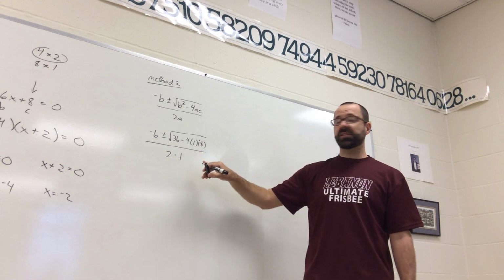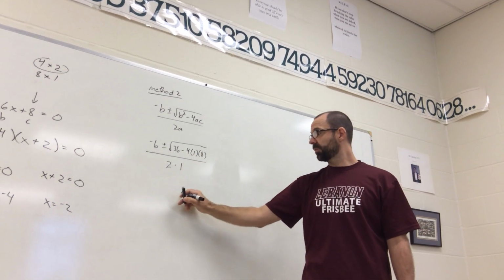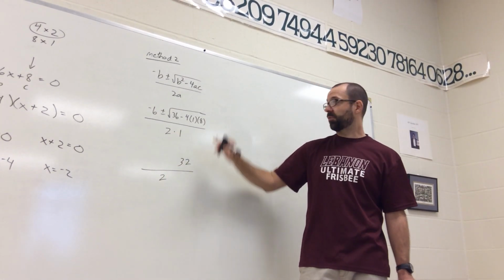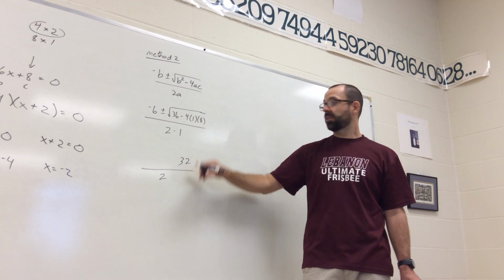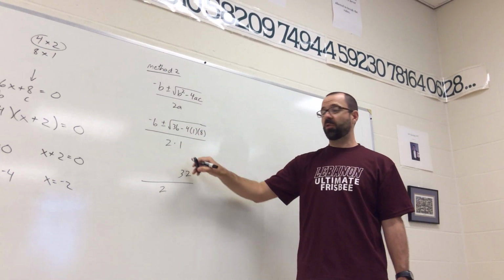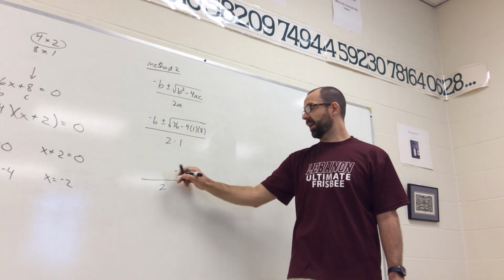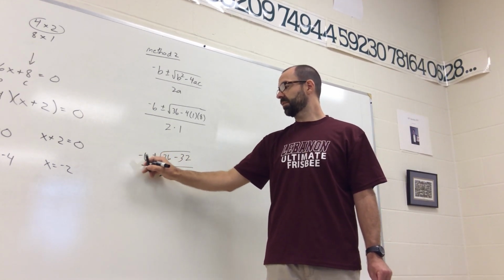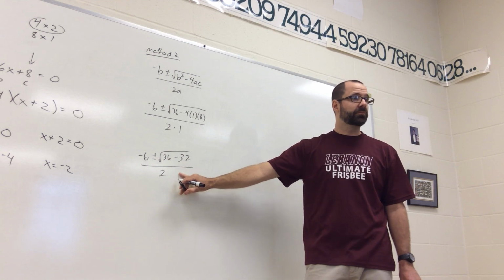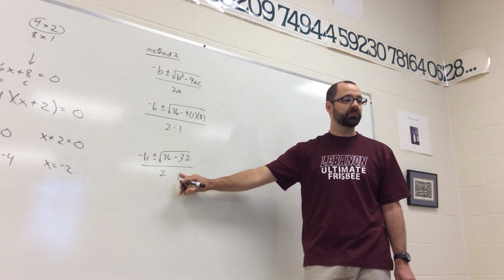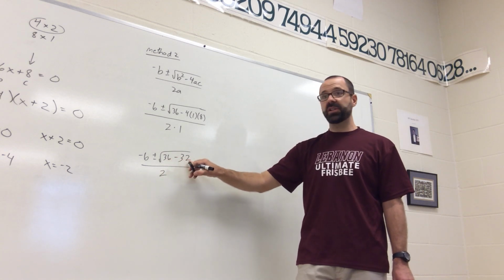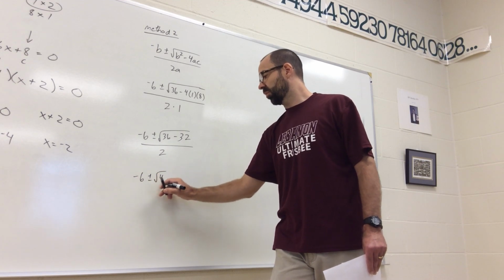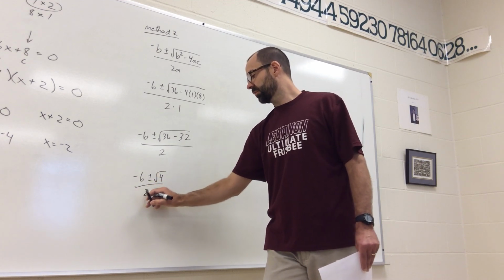So next I'm going to multiply things out. 4 times 1 times 8 is 32. And 2 times 1 is 2. So from this step to this step, I'm just multiplying the 4, the 1, and the 8, and the 2 times 1. Then I can recopy the other stuff. Recopy the minus, and the 36, and the square root, and the plus or minus, and the negative 6. Okay, then 36 minus 32 is 4. So I got negative 6 plus or minus the square root of 4 all over 2.